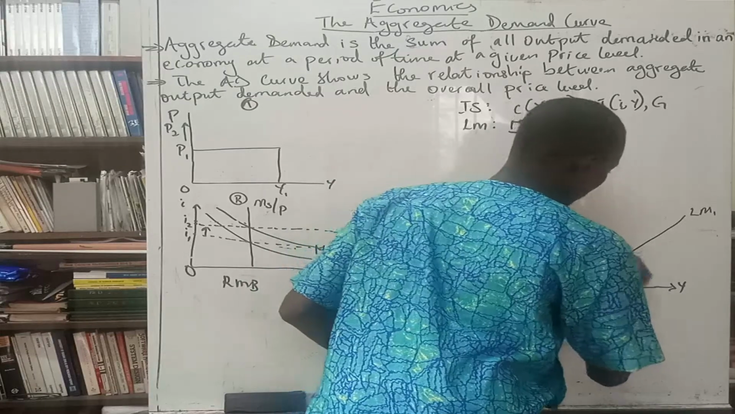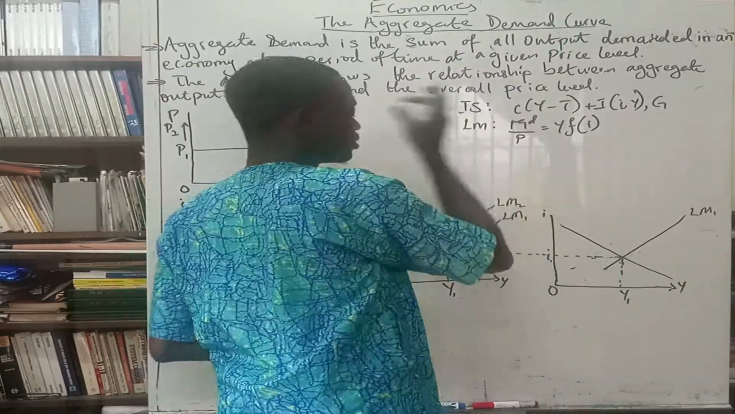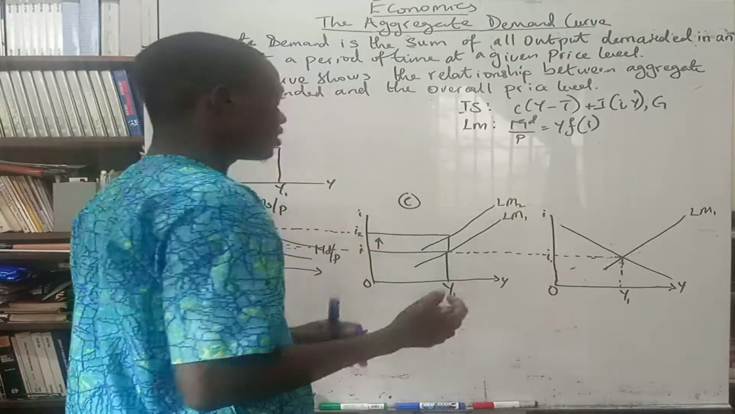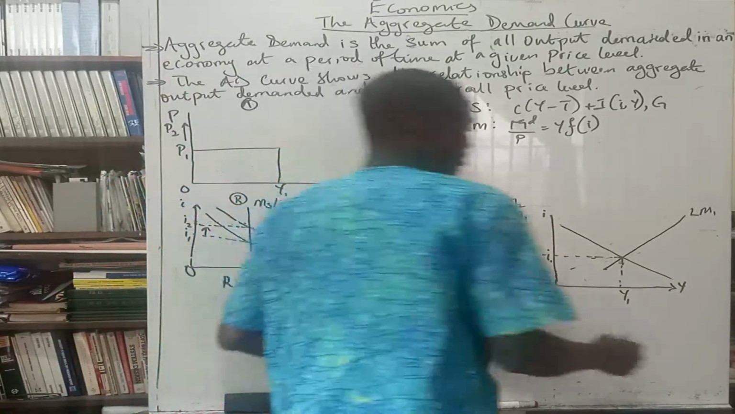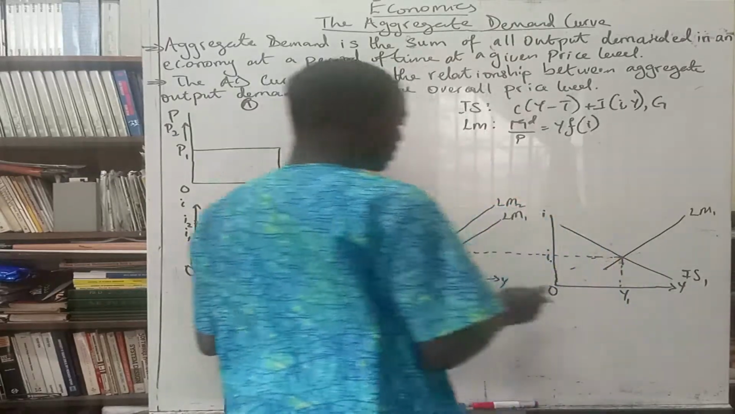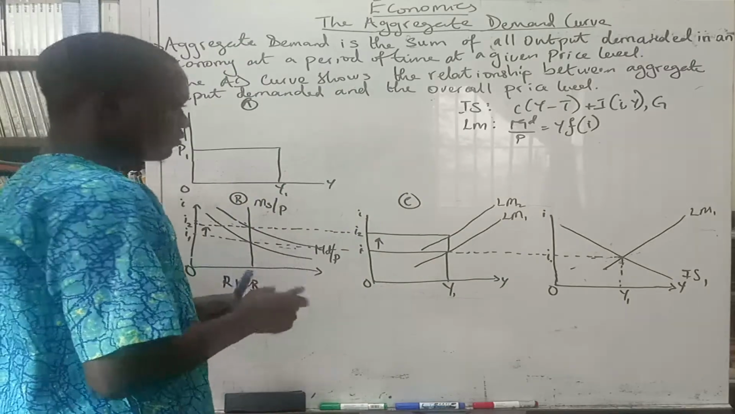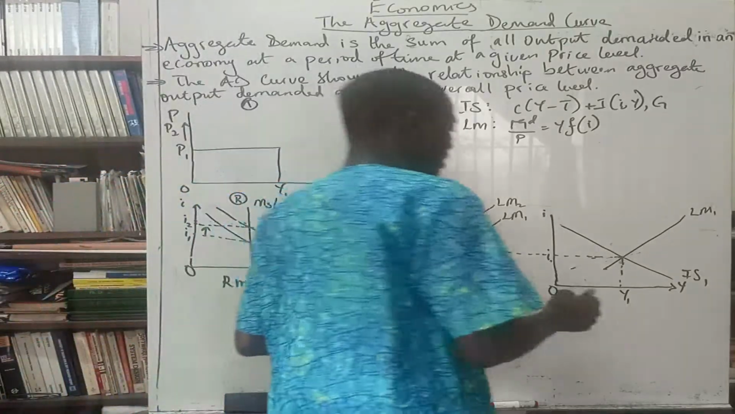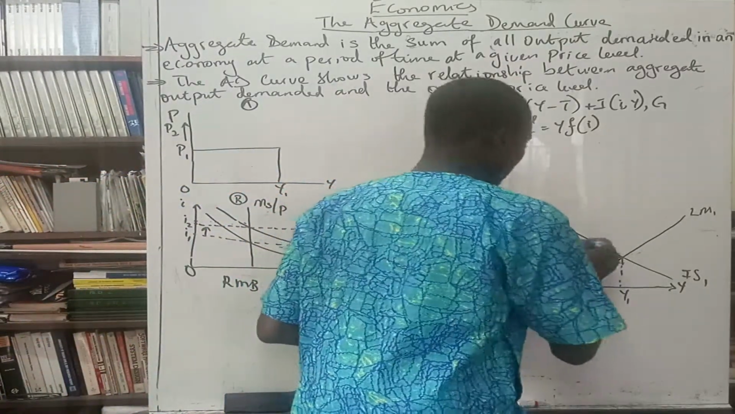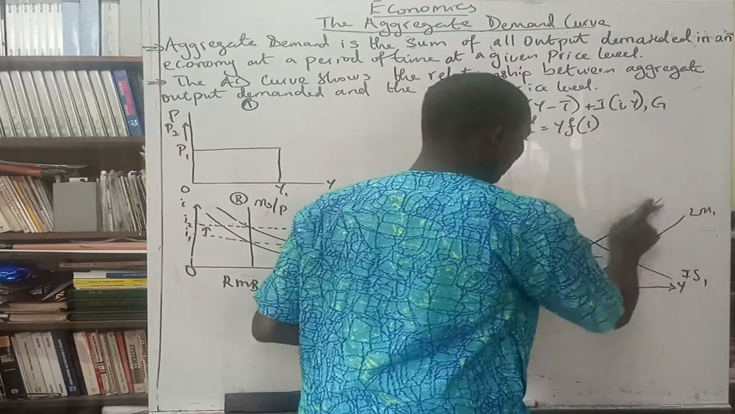Nothing is happening to the IS curve, because changes in the price level are reflected in the money market, not in the goods market where we have the IS curve. So we have IS1. Now that the LM curve has shifted upward, reflecting that shift here is going to be something like this. Nope, it wasn't as much as that.